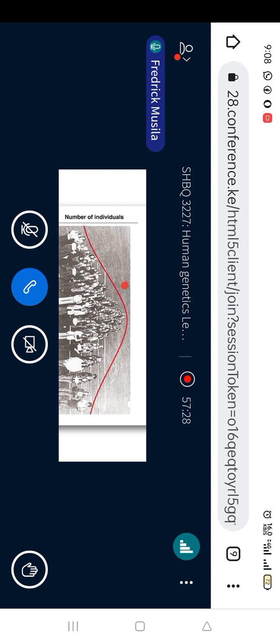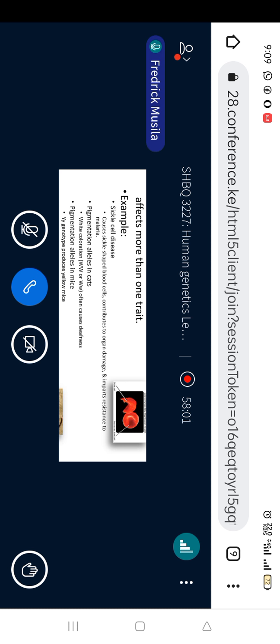So if you plot such data on height from the population, you're going to get a bell-shaped curve. Very few people will be extremely tall, around 6 feet. Then very few people will be around 5 feet. Most people will be around 5.5 feet, around 170 centimeters. So that's the normal height. So many people will be there. So now we are done with polygenic traits.